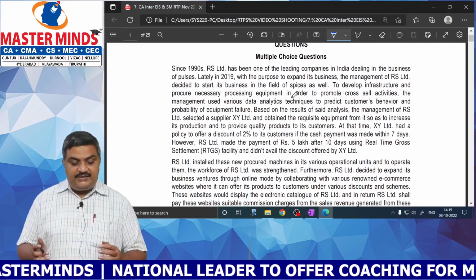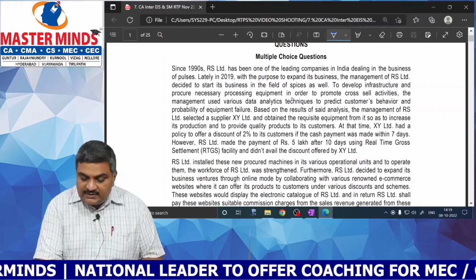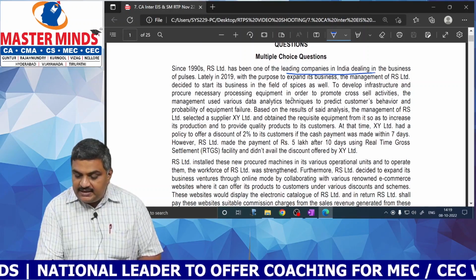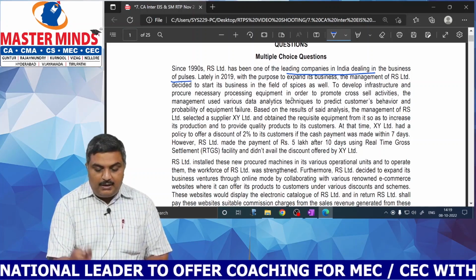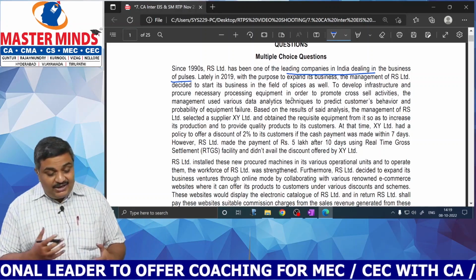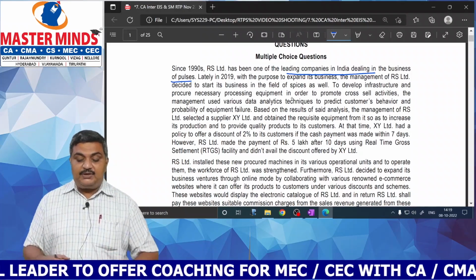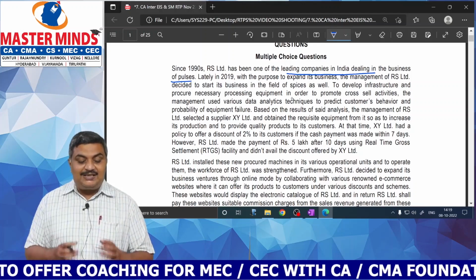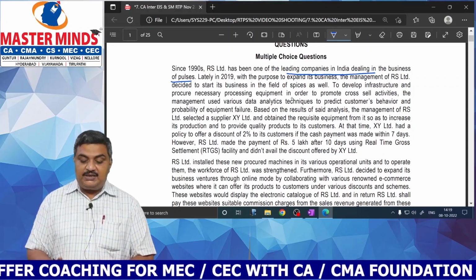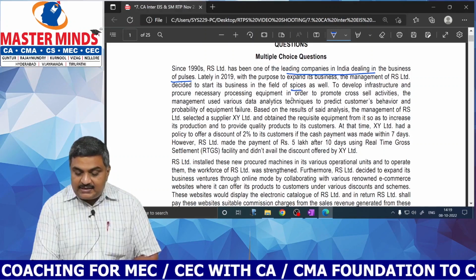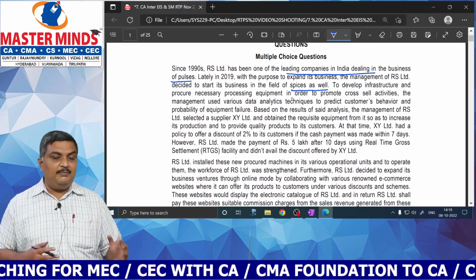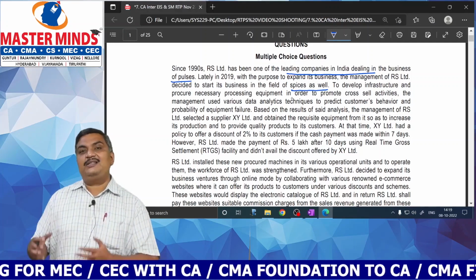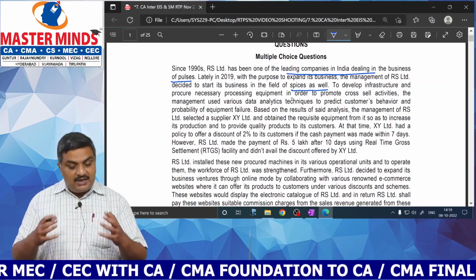Since the 90s, RS Limited has been one of the leading companies in India dealing in the business of pulses. But lately in 2019, with the purpose to expand its business, the management of RS Limited decided to start its business in the field of spices as well. Already they are in the business of pulses, but now they decided to enter into the business of spices.